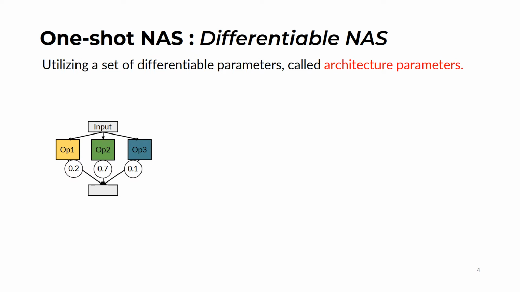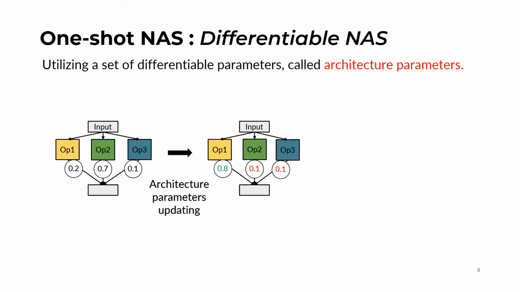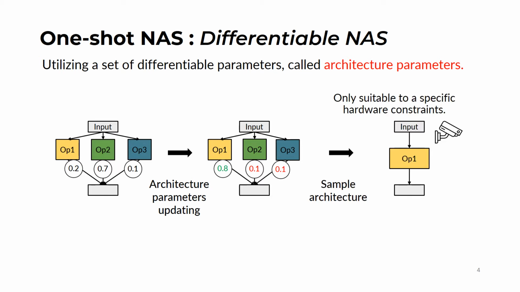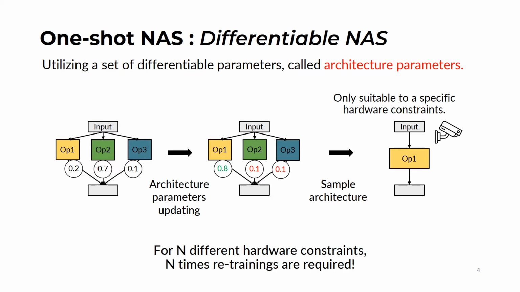One type of one-shot NAS is differentiable NAS. To search the architecture by gradient descent, differentiable NAS utilizes a set of differentiable parameters, called architecture parameters, to indicate the architecture distribution. After finding the architecture parameters, we can directly sample the best architecture based on the parameters. However, the architecture parameters are only suitable to one specific hardware constraint. For n different hardware constraints, the training process for finding architecture parameters and the SuperNet should be conducted n times.